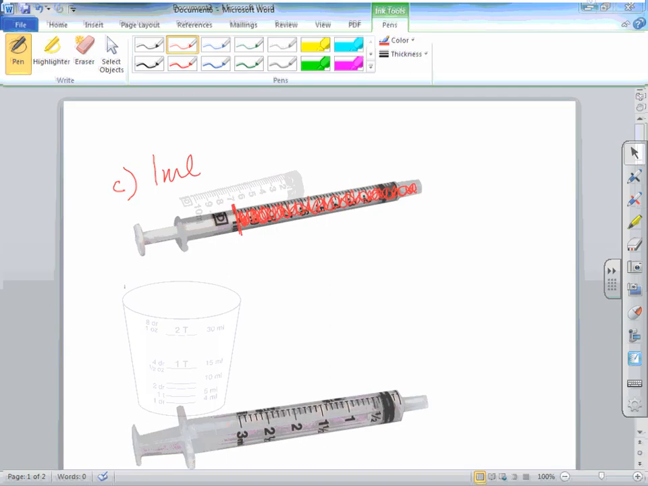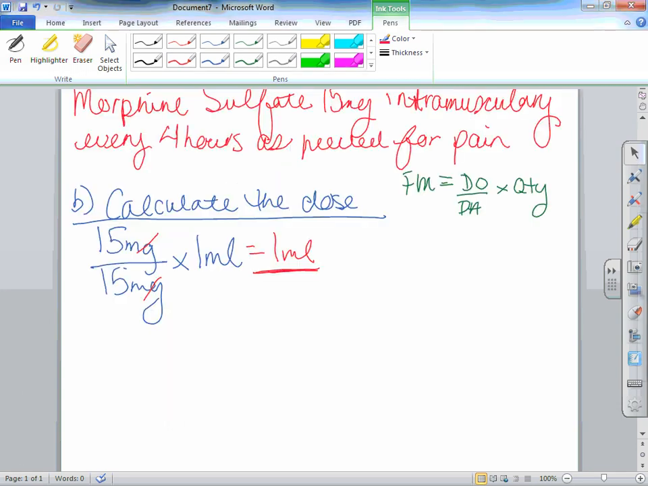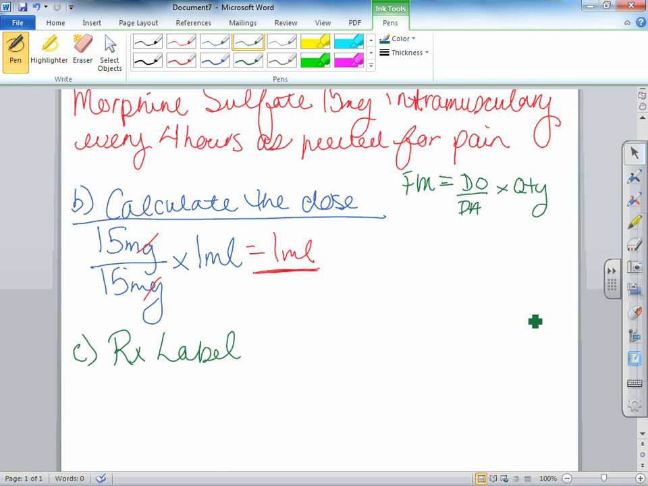So let's go back to my first document, my Word document that has our problem on there. So now that we showed our volume, the next thing I want you guys to do, it's not on here, but I want you guys to provide the prescription label. This is for the patient, all right? If asked for the patient, how would the prescription read? How would the instructions read for the patient?